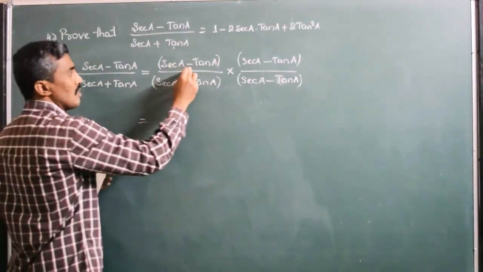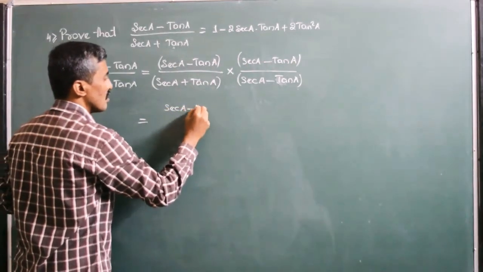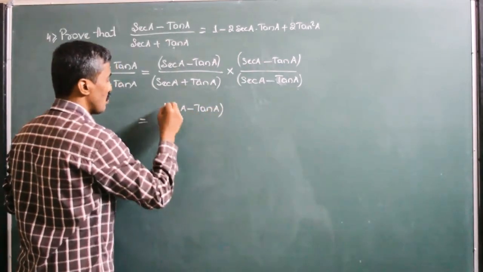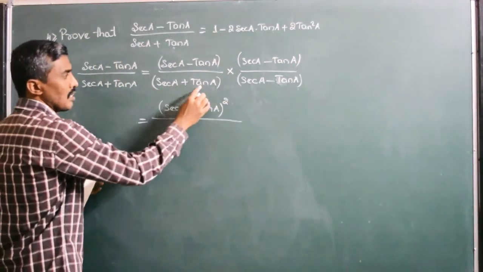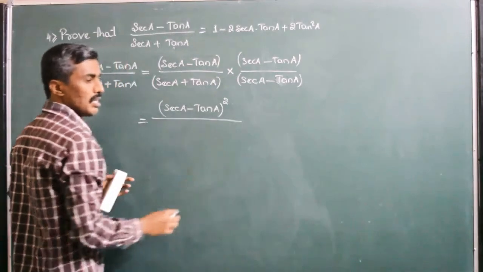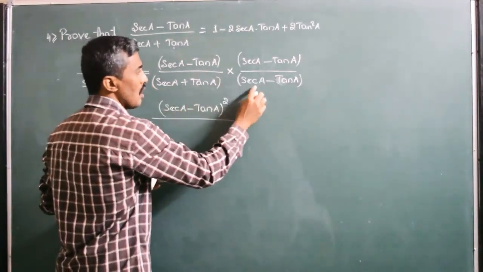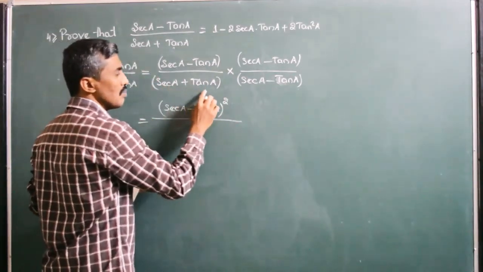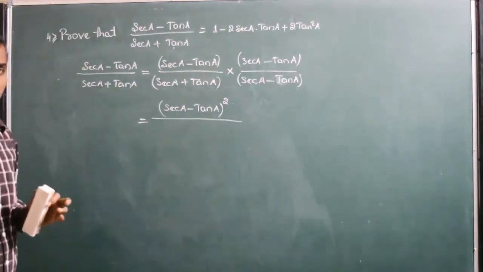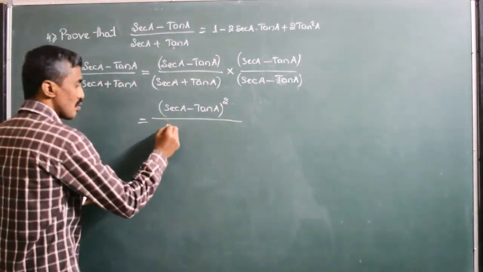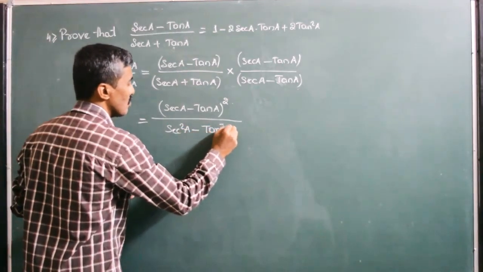So what is secant a minus tan a into secant a minus tan a? That is secant a minus tan a whole square, whole divided by secant a plus tan a into secant a minus tan a. So it is of the form a plus b into a minus b. a is secant a, b is tan a. What is a plus b into a minus b? That is a square minus b square. Here secant square a minus tan square a.